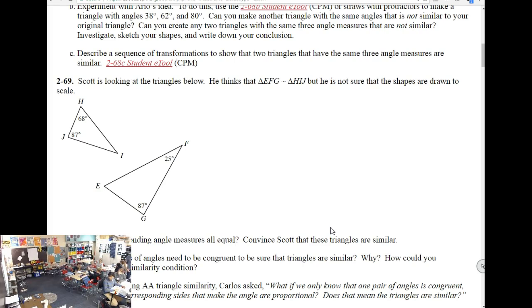Now you have to translate F onto point I. Actually, you don't need to reflect. You just need to translate point F to I, rotate so that GF lines up, and then you dilate so that JH matches.